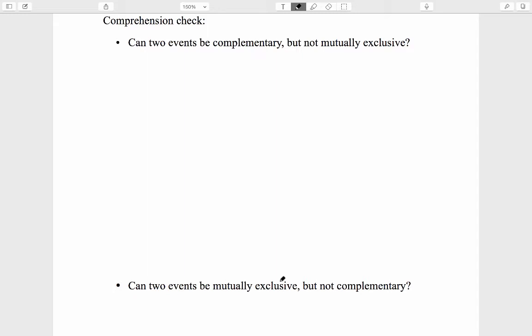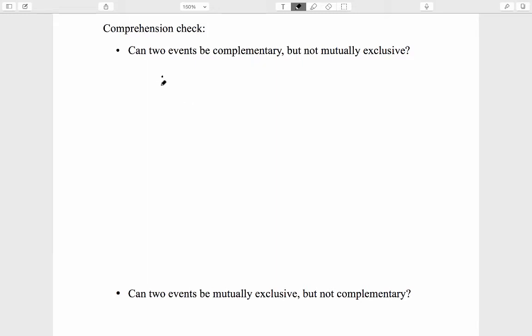No, they cannot. If two events are complementary, then one is the opposite of the other, so they cannot both occur. We can write that E intersect its complement equals the null set. There's nothing there. So E and its complement must be mutually exclusive. The answer here is a big no. How about the other way?